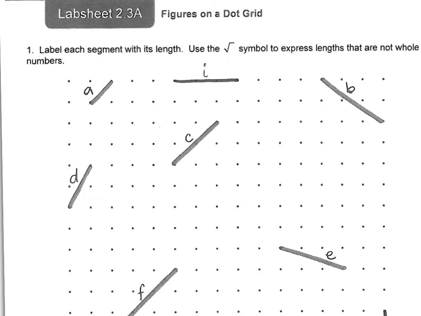The instructions say, label each segment with its length. Use the square root symbol to express lengths that are not whole numbers. I want to start by looking at line segment I.